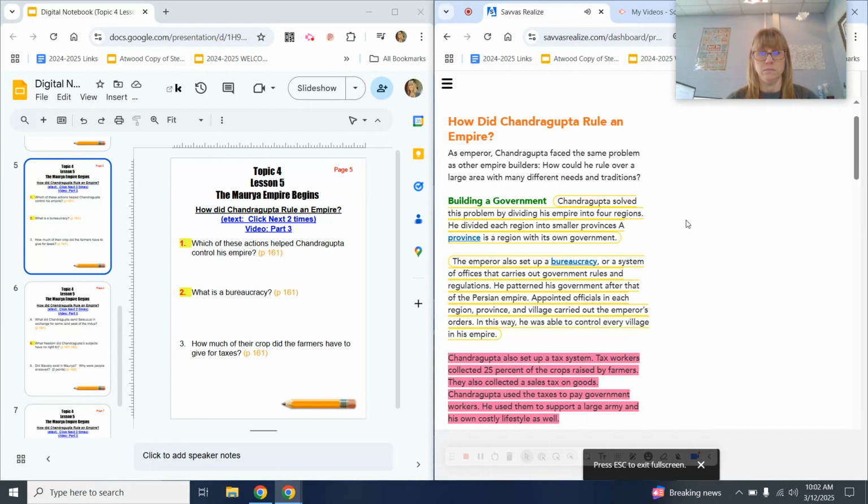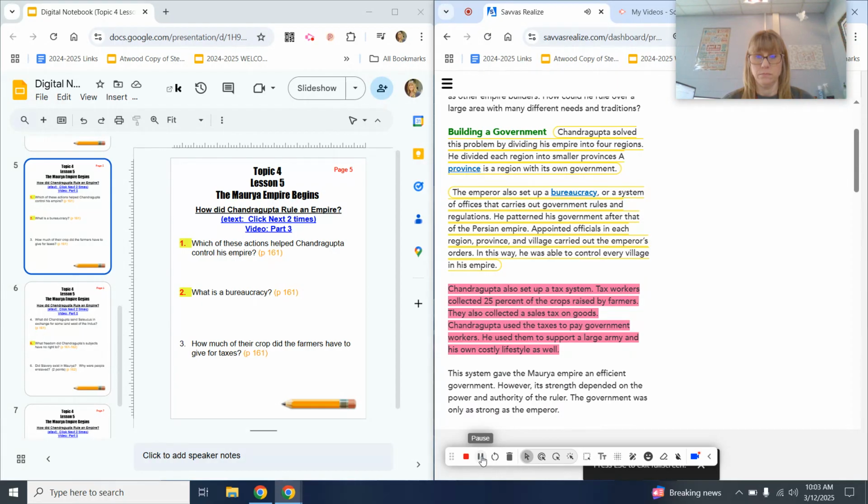He patterned his government after that of the Persian Empire. Appointed officials in each region, province, and village carried out the emperor's orders. In this way, he was able to control every village in his empire. Chandragupta also set up a tax system. Tax workers collected 25% of the crops raised by farmers. They also collected a sales tax on goods. Chandragupta used the taxes to pay government workers. He used them to support a large army and his own costly lifestyle as well.